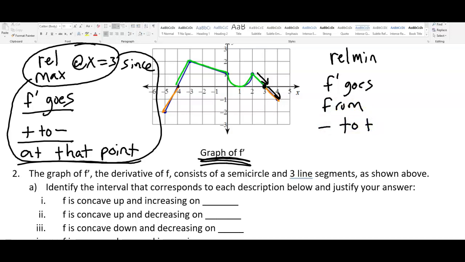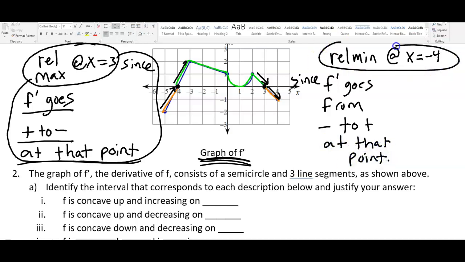That happens right here. At this point we have f prime being negative because it's below the x-axis, to positive because now it's above the x-axis at that point. So we have a relative min at x equals -4 since f prime goes from negative to positive at that point. Once again, the answer is 1 point, the explanation is another.